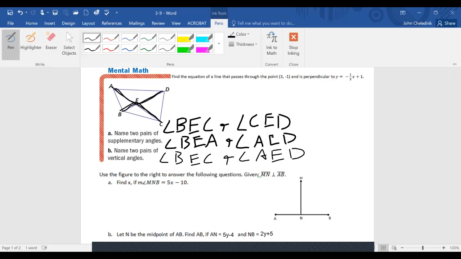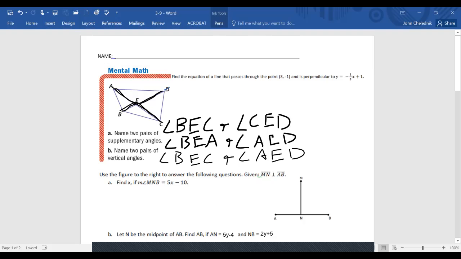Another example I'll put in blue would be angle DEC and angle BEA. They're across from each other. They are vertical angles. So angle DEC and angle BEA. Okay, so there is your answers to the mental math.